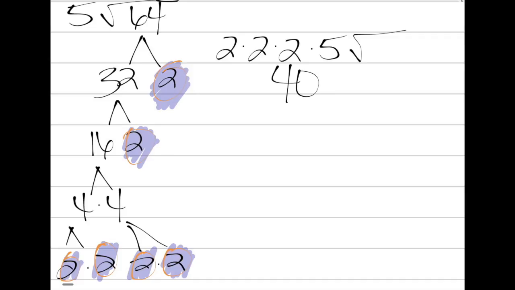with those 3 2's. So I have 2 times 2 times 2 times 5, square root of nothing on the inside. Don't worry. If you don't have any numbers inside of the square root, just drop the square root. It's done. It's out. It's over. So all I have to do is multiply 2 times 2 times 2 times 5, and that will give me the answer of 40. So 5 times the square root of 64 is simply the number 40.